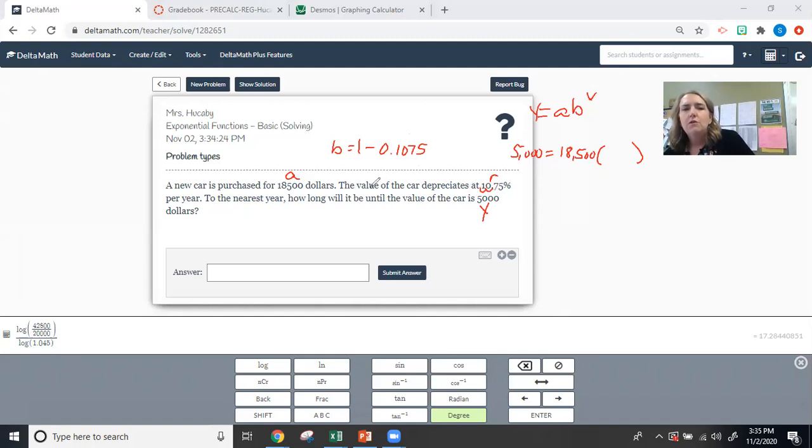And so you could put that into this calculator, but of course it's going to mess that up. Or you could just do it on your phone calculator. Let me get my phone calculator. 1 minus 0.1075. It's 0.8925. Decay, it's going to be less than 1. Growth, it will be greater than 1.